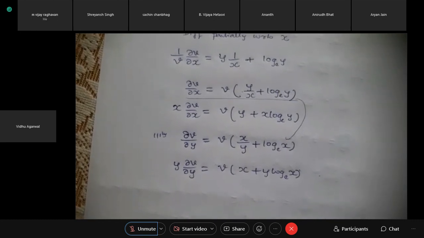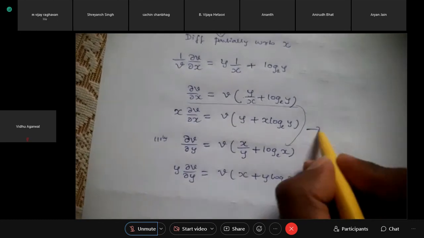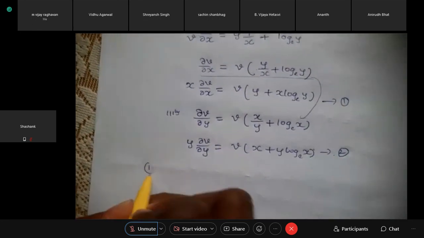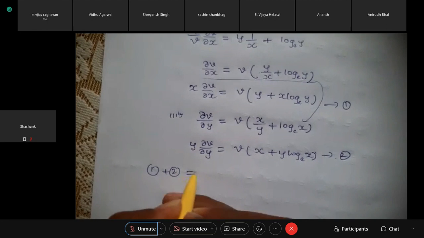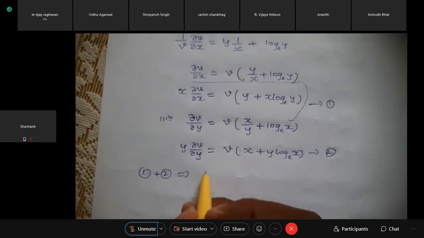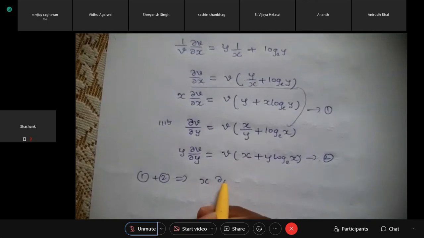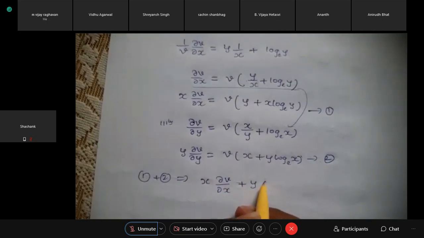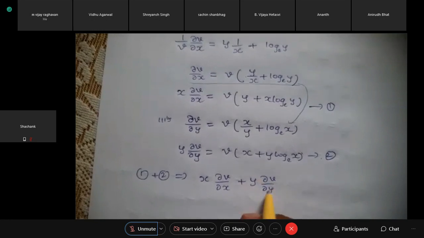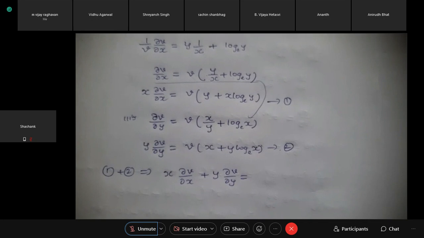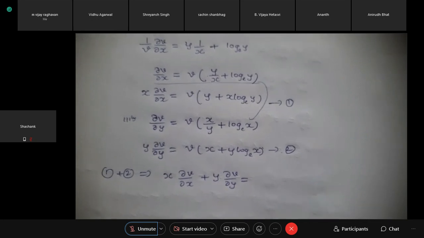Yes, sir. Now let me call this as equation number 1 and equation number 2. I will add them. Equation number 1 and equation number 2, if I add that, it is x times dou v by dou x plus y times dou v by dou y will be equal to, how do you add right hand side terms of equation number 1 and 2?